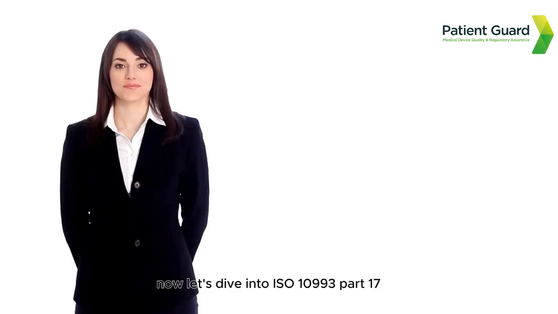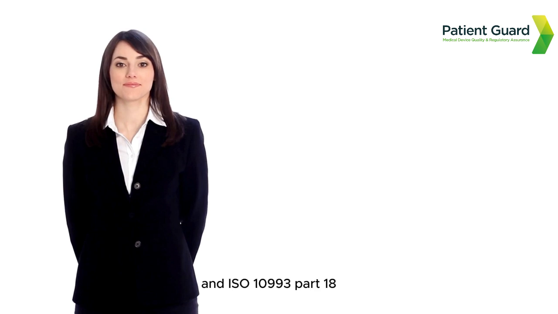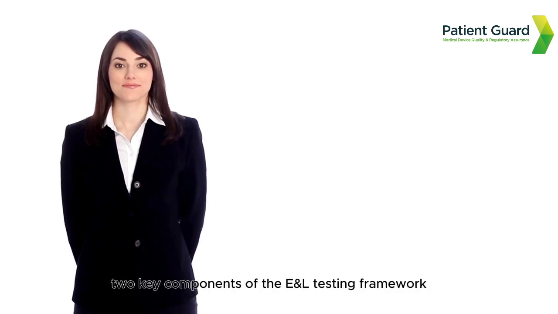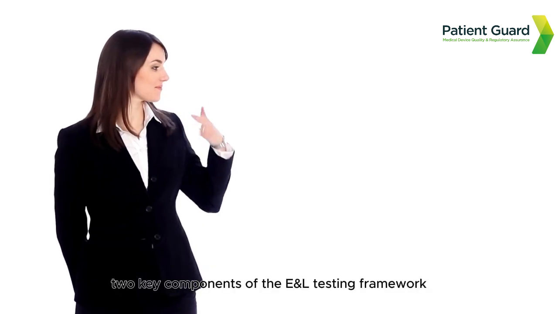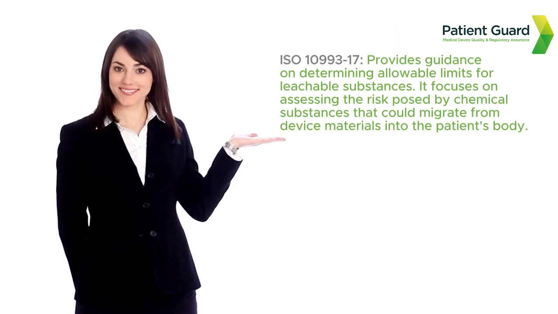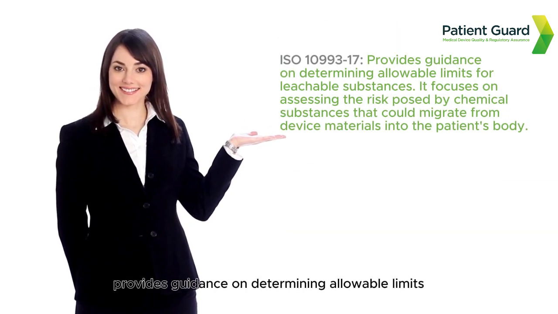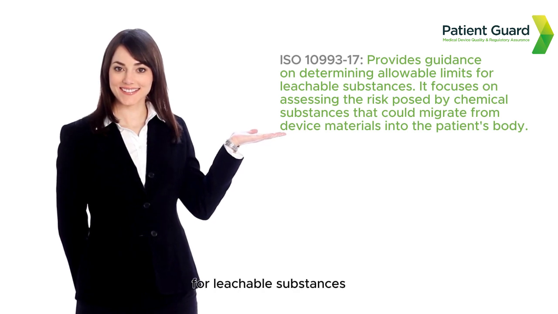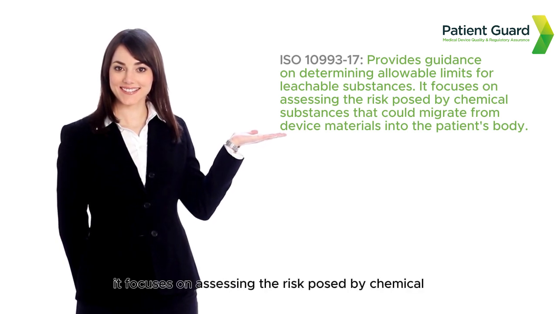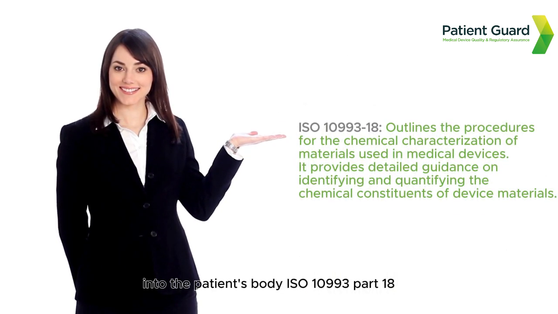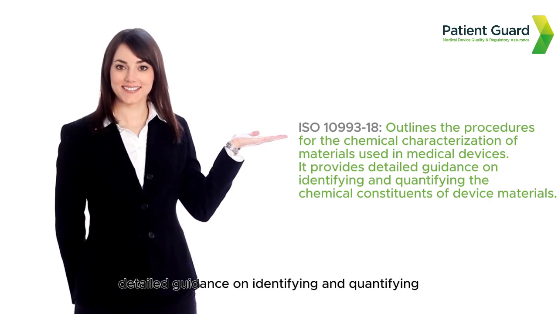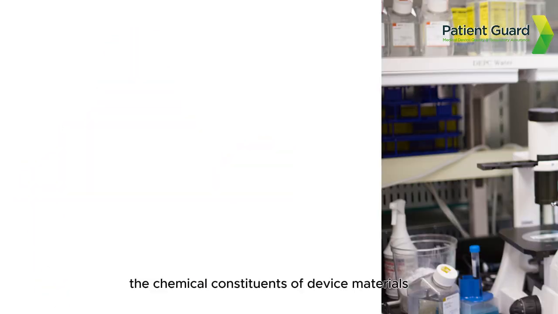Now, let's dive into ISO 10993 Part 17 and ISO 10993 Part 18, 2 key components of the E&L testing framework. ISO 10993 Part 17 provides guidance on determining allowable limits for leachable substances. It focuses on assessing the risk posed by chemical substances that could migrate from device materials into the patient's body. ISO 10993 Part 18 outlines the procedures for the chemical characterization of materials used in medical devices. It provides detailed guidance on identifying and quantifying the chemical constituents of device materials.